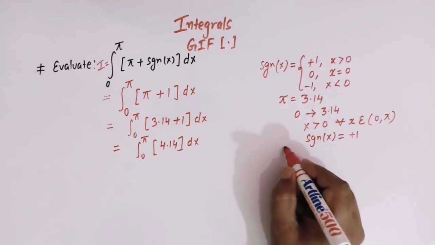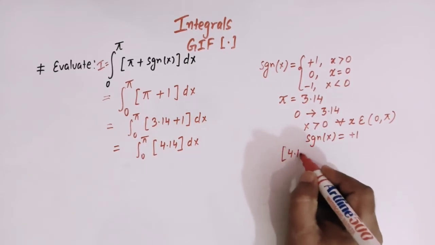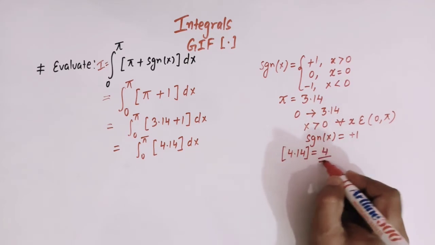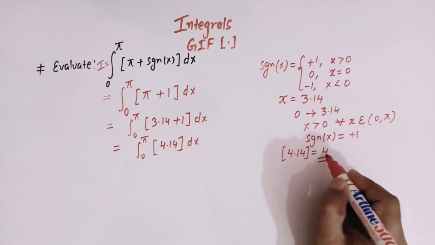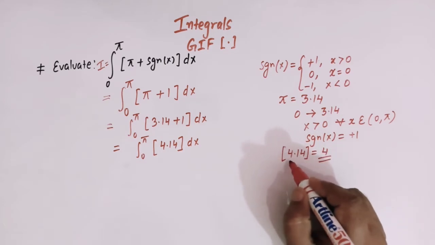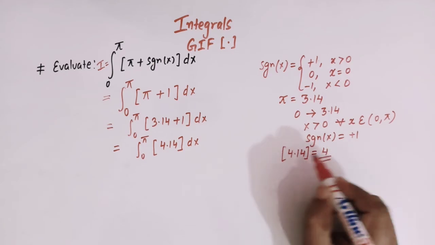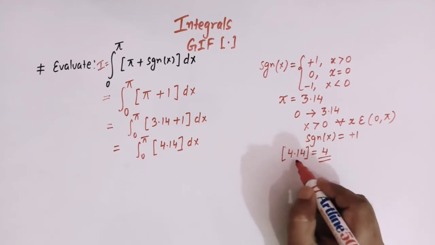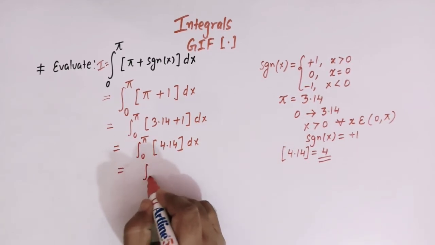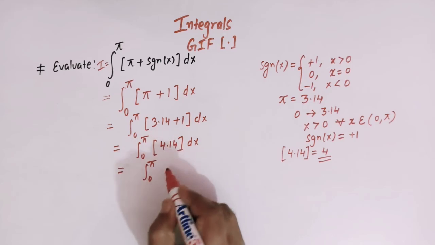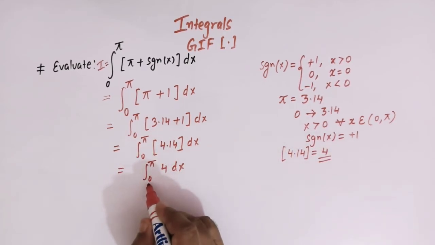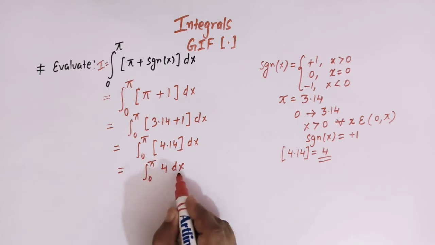Now the greatest integer of 4.14 is obviously equal to 4, because 4 is the greatest integer which is less than or equal to 4.14. So the value of the greatest integer of 4.14 is simply 4, and substituting it we have the integral from 0 to pi of 4 dx.